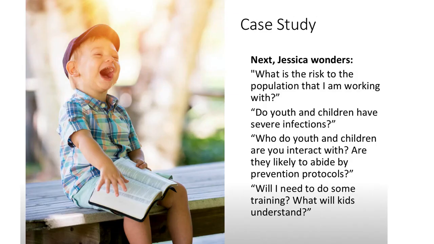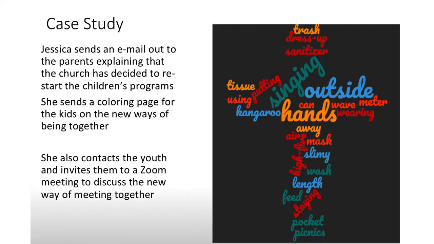She also wants to know if the youth and children are having severe infections of whatever the pathogen is. And who do they interact with? Are they likely to abide by prevention protocols? Do you think the kids are going to wear masks? Are they going to wash their hands? Are they going to stay away from each other? Realistically, we have to think about these things. And will I need to do some kind of training? And will kids understand what it is that they're being asked to do?